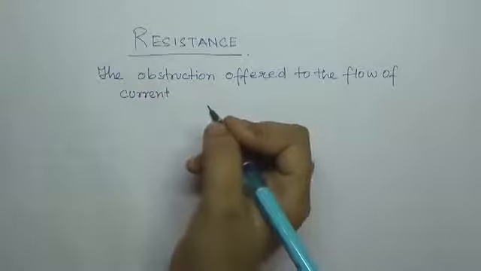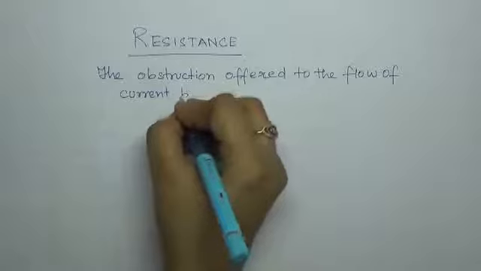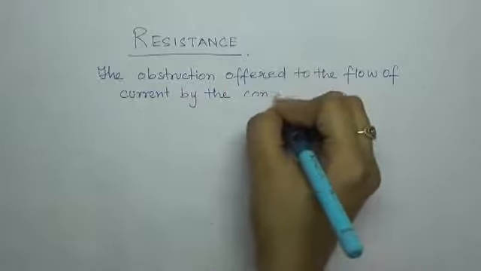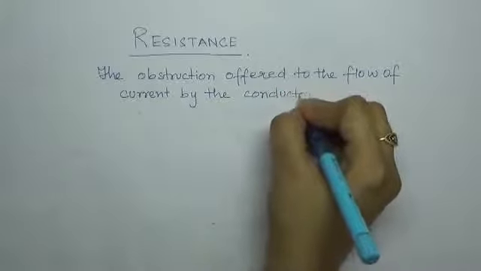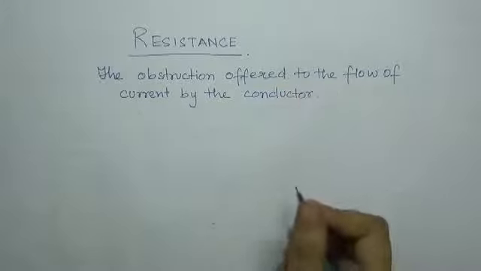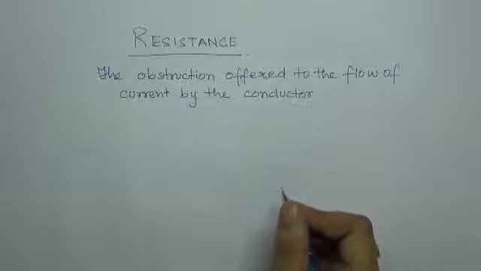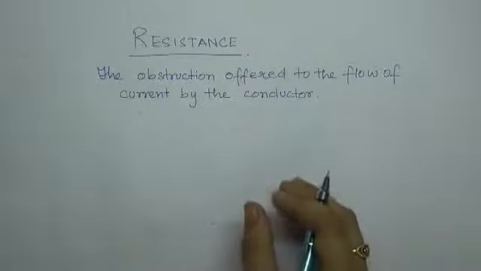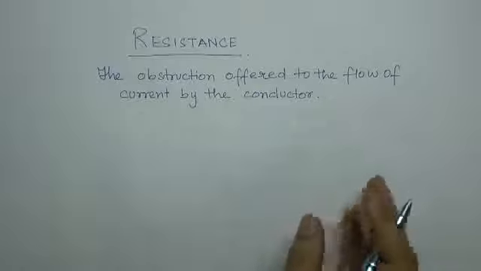Okay, now who will offer this obstruction? The conductor. We know there's a good conductor, bad conductor, insulator. Be it any metal, be it silver, which is the best conductor of electricity, or be it other conductors of electricity, every conductor is going to offer some amount of resistance.